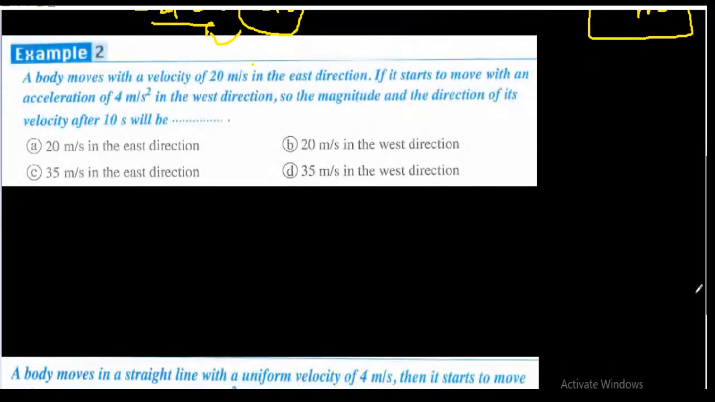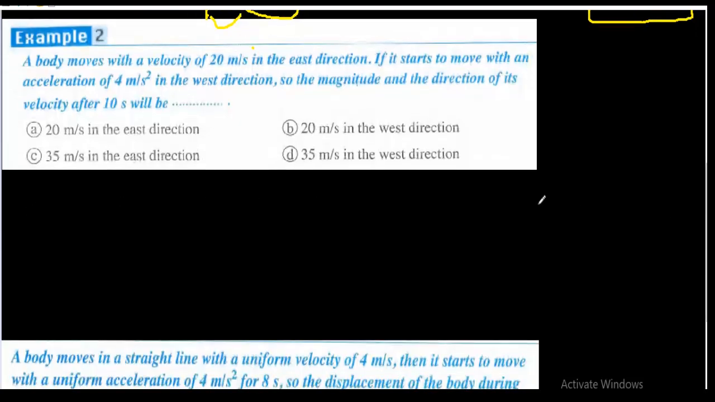Okay, another example. A body moves with a velocity of 20 meters per second. So as we learned, first of all, you have to write your given accurately. Body moves with velocity 20 meters per second, so this is the initial velocity.